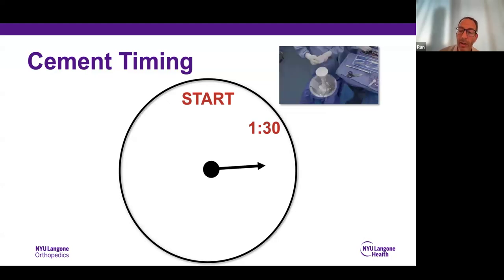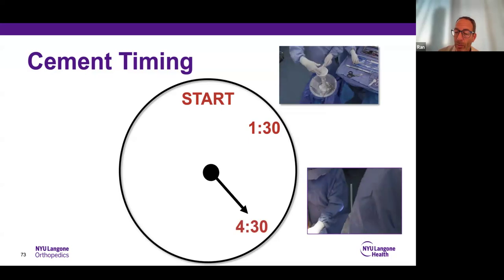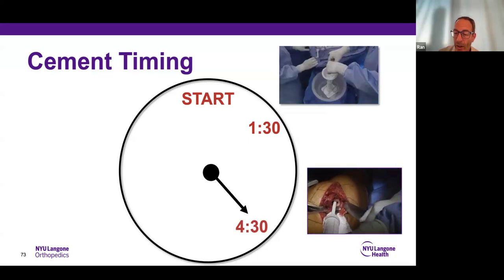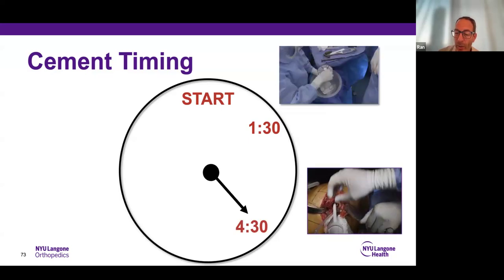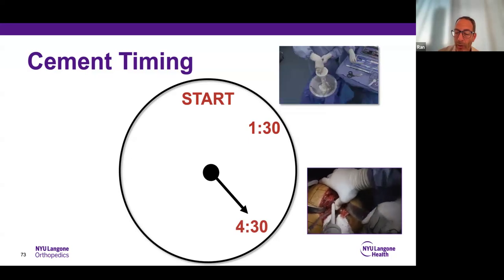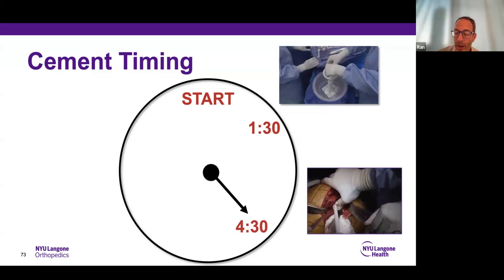So we said the mixing, then the next phase is just waiting for it to become the consistency that you're ready for. And then anywhere between 2.5 to 4.5 minutes, depending on the type of cement, you start filling. You can see here filling with the gun.